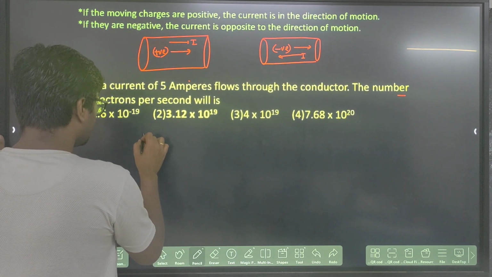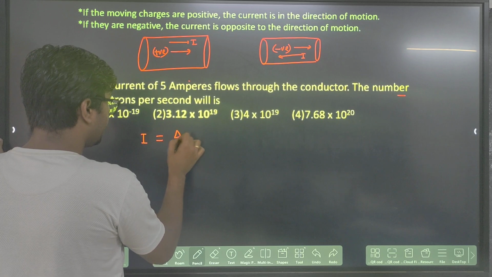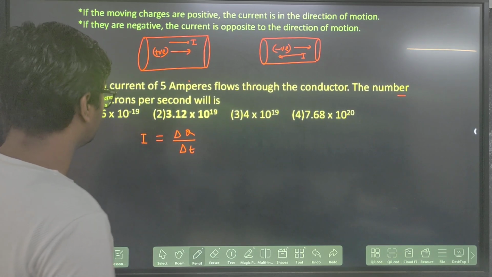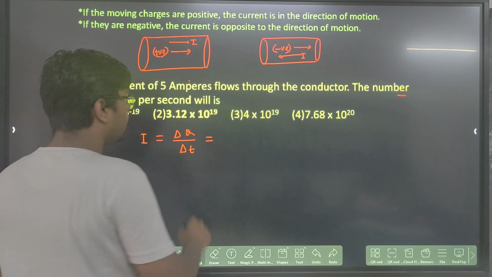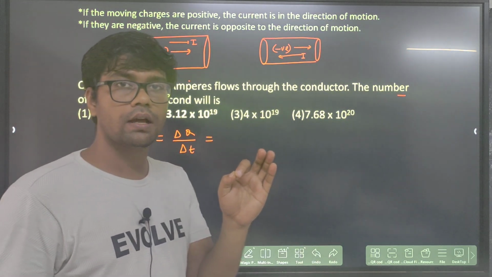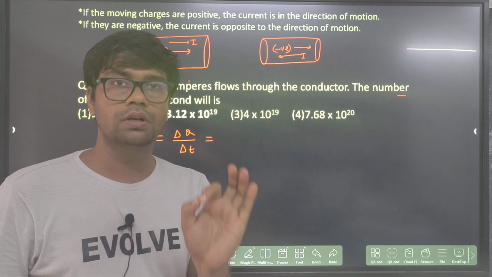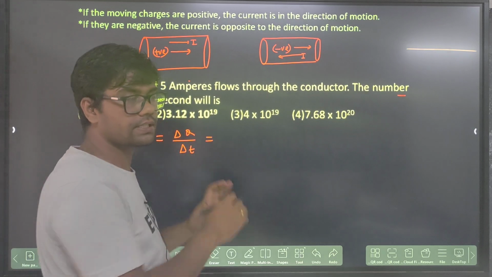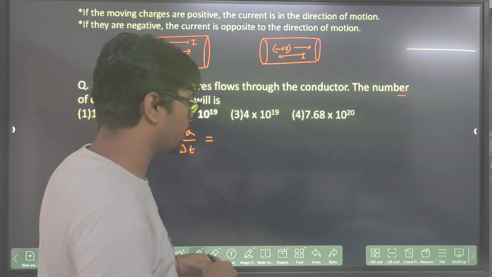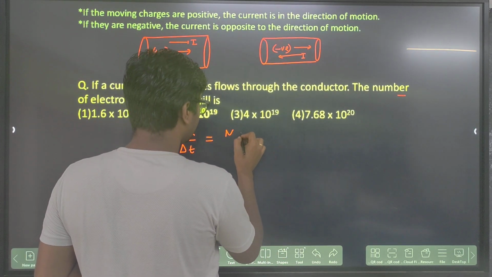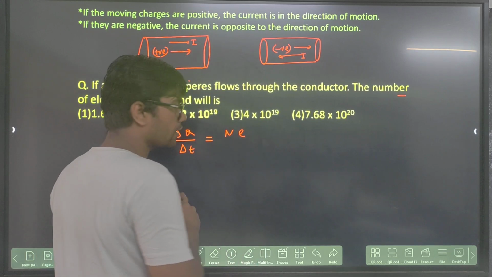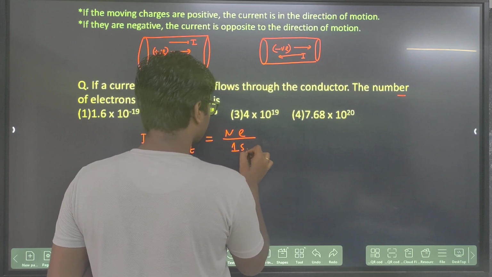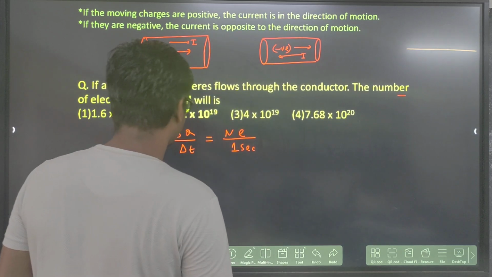So you know that I equal to delta Q by delta T. Clear? So delta Q is what? Delta Q is total number of charge into charge of electron, right? This is total charge. So I can write N into E. Here they have taken electron, so I am writing N into E, divided by delta T, they have given 1 second. Per second, they have given 1 second.